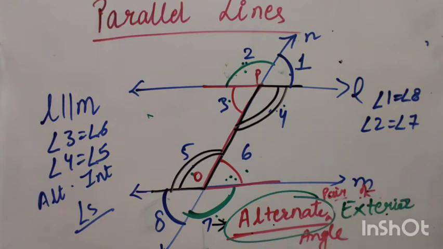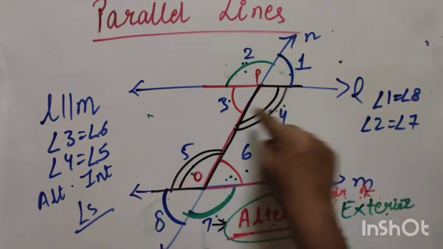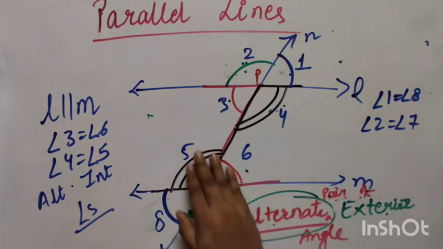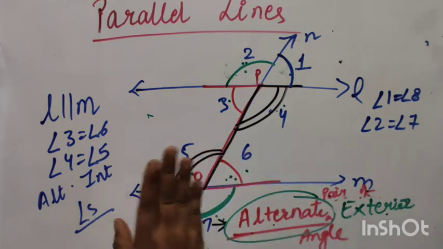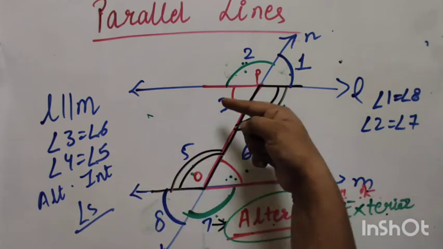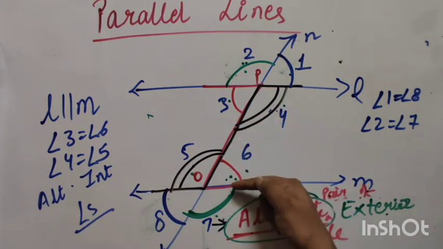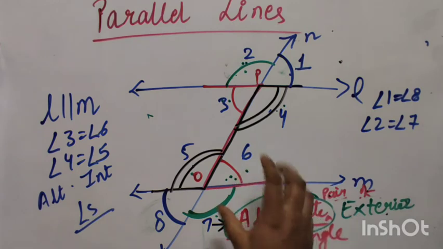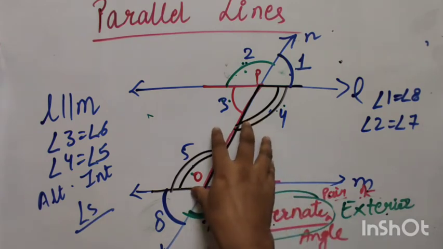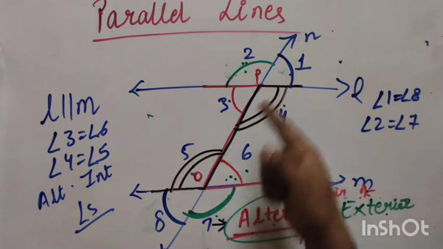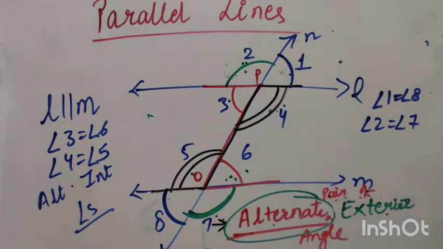I hope it is clear to everyone, and you can always remember the alternate angle in a cross manner, right? One up, one down, and in the cross way. So one at this side up, another at this side down. One at this side up, another will be at this side down. But interior will be inside the parallel lines and exterior will be outside the parallel lines. I hope it is clear to everyone.